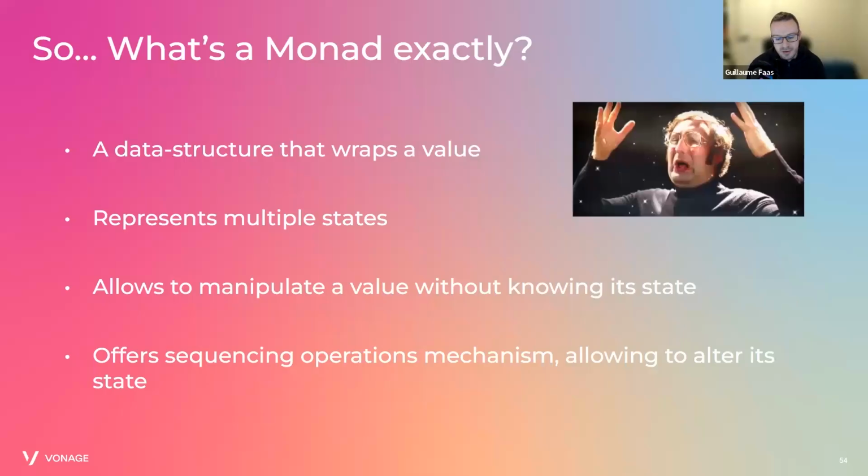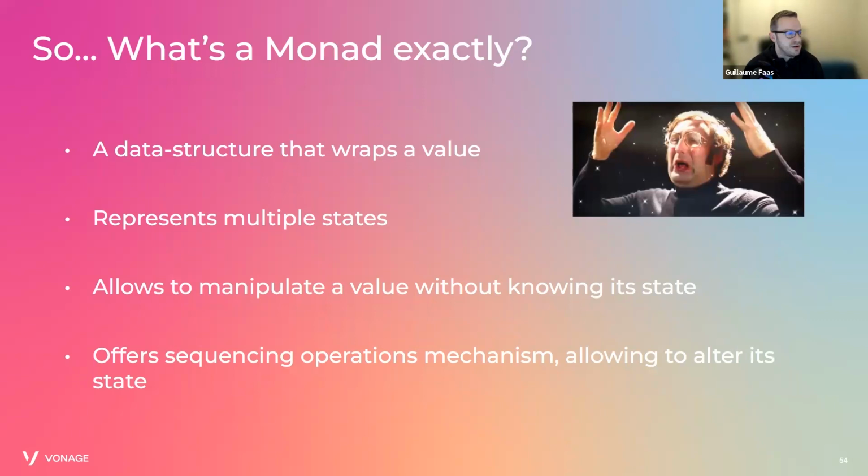So if I now have to give you a more detailed explanation about what a monad is, again, it's my own, so it's not entirely accurate, but whatever. I'd say that a monad is a data structure that contains a value where you can have multiple states, and you can manipulate the monad without knowing the states. And finally, you can have a sequence of operations that allows you to, for example, alter the state of the monad or keep the correct state.